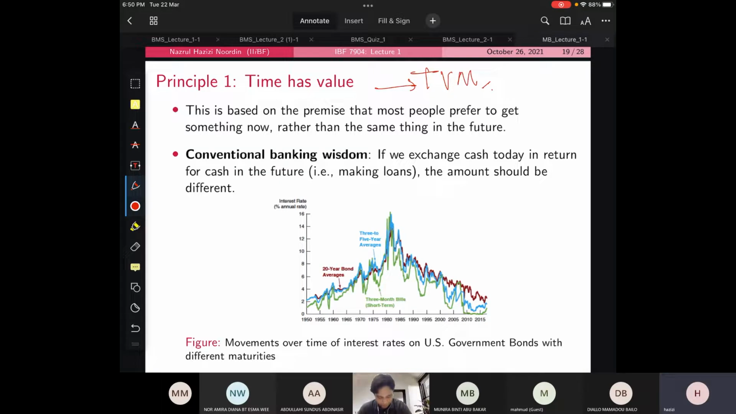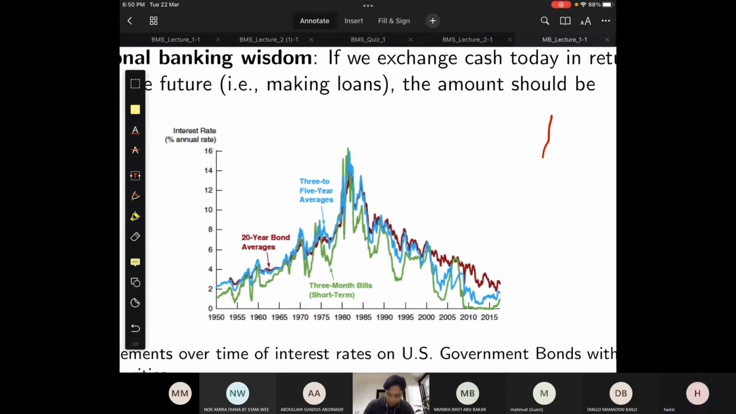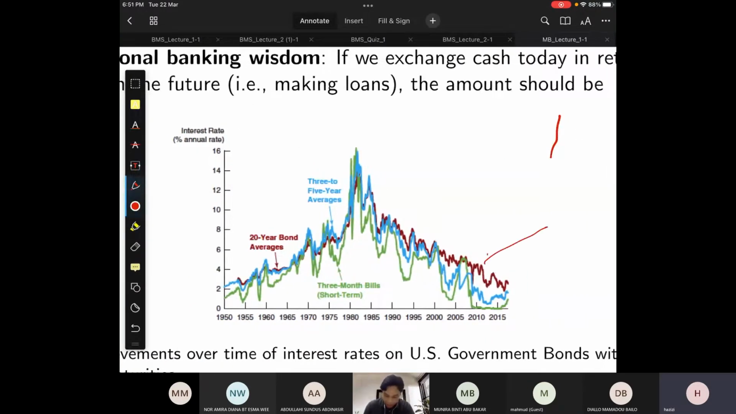All right. So if you look at here, coming back to the things that Munira asked earlier. The red is basically the 20 years maturity bond. And then the green color is 3 months. And then the blue one is the 3 to 5 year average.